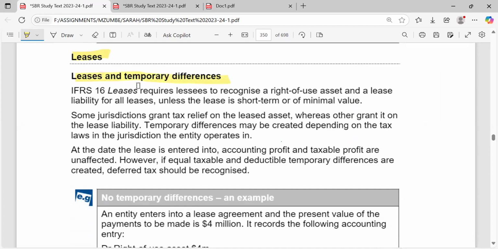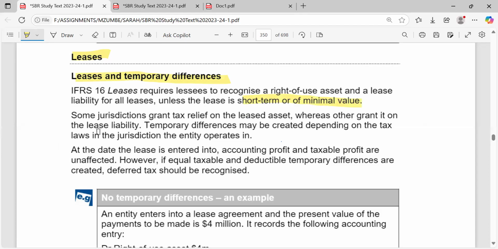And we say here, IFRS 16 Leases requires lessees to recognize the right-of-use asset, as you know, as well as the lease liability for all leases. It doesn't matter whether the lease is an operating lease or a finance lease, it just has to be done, right? Unless the lease is short-term or of low value. Of course, if it is short-term or low value, then there is no need of applying IFRS 16, right?